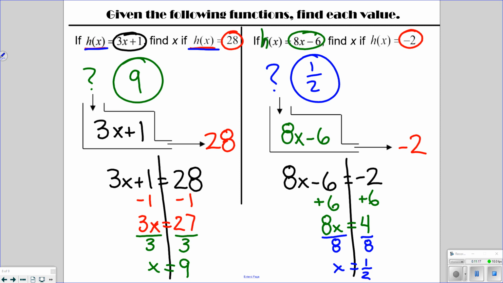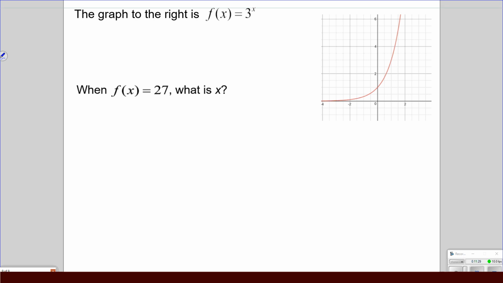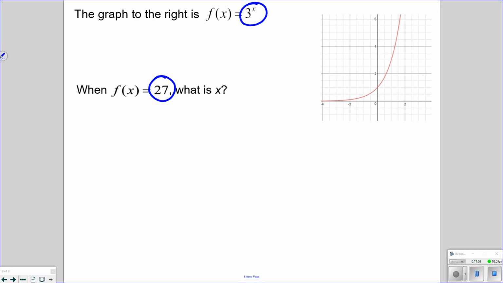Next up, we got one problem left to go. This is very similar to the two problems we just did. I have our output, and I have another output. It says the graph to the right is f of x equals 3 to the x, and I want to find when f of x equals 27. What must x be to make that happen? So I can do the same thing as I did before. I'm going to set these two things equal to each other.